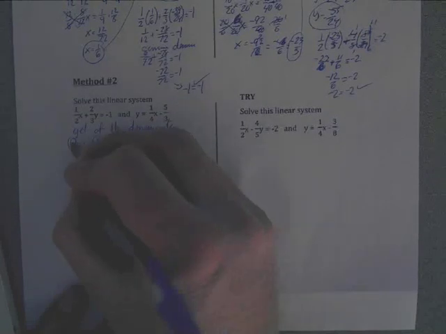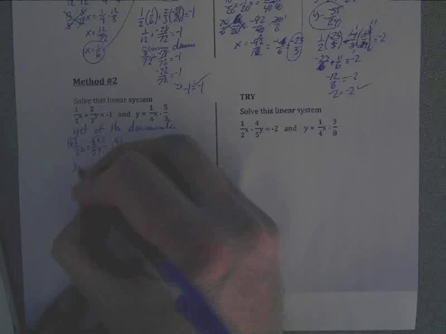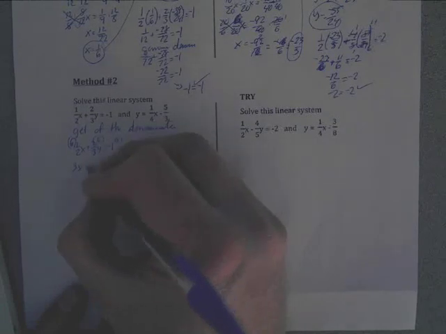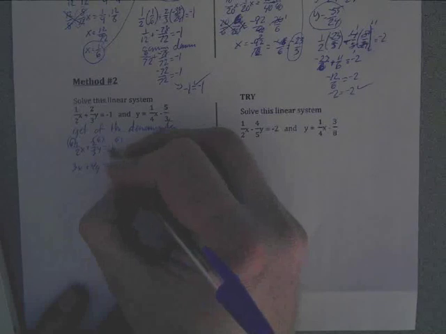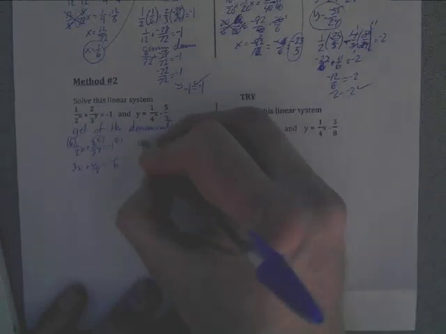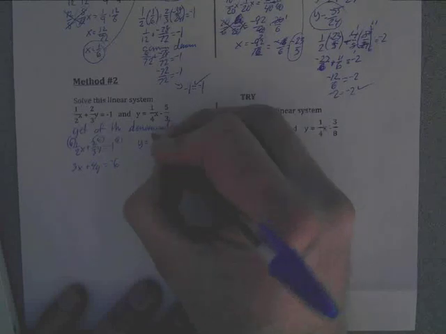2 goes into 6, 3. 3 times 1 is 3x. 3 goes into 6, 2. 2 times 2 is plus 4y is equal to negative 1 times 6 is negative 6. Do the same this side. y is equal to 1/4 x minus 5 over 3.